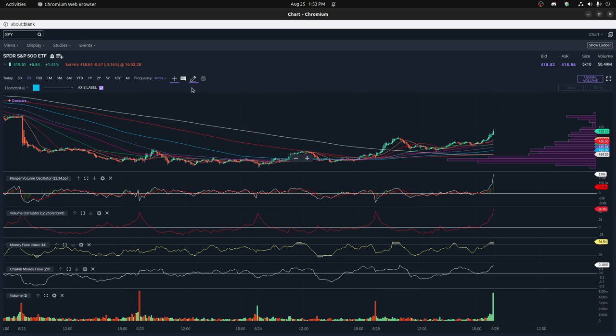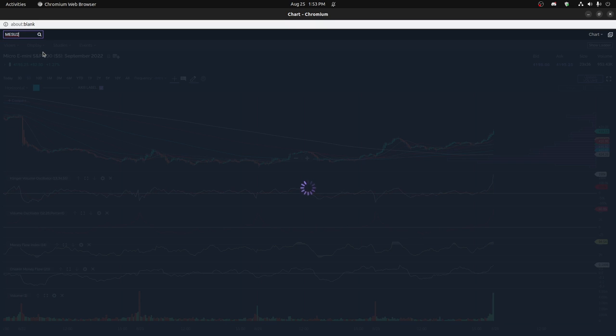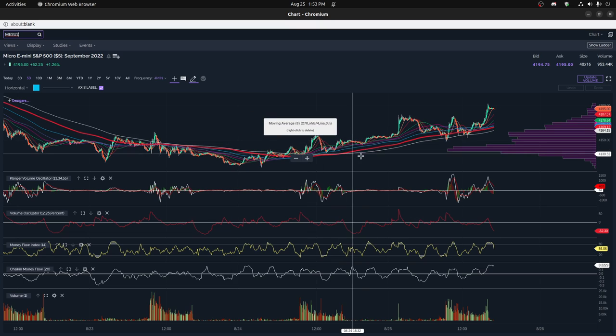So I'm gonna switch over here to a 4 minute or 5 minute chart. And actually one interesting thing, you can really see the volume affect things for the MES, because you have a nighttime flow and you have a daytime flow. The MES is the S&P 500 as well, but it's for the futures market. You can see the nighttime flow, the volume stays pretty close to zero.